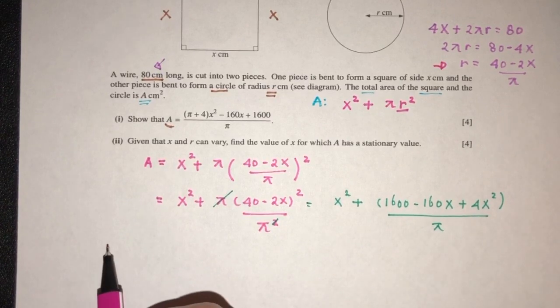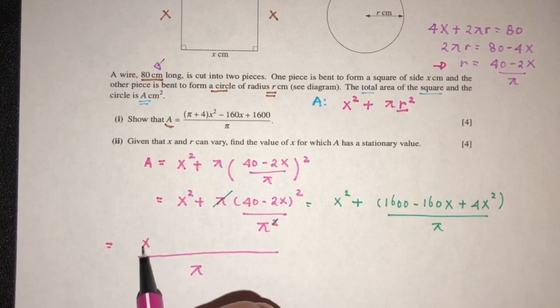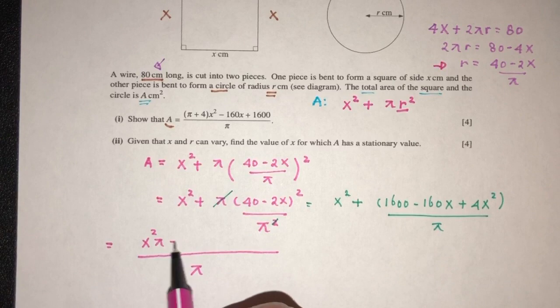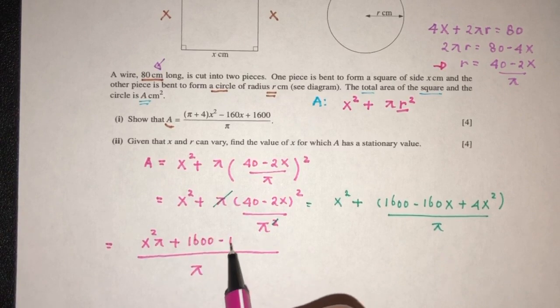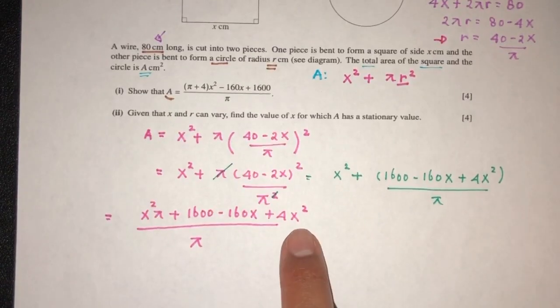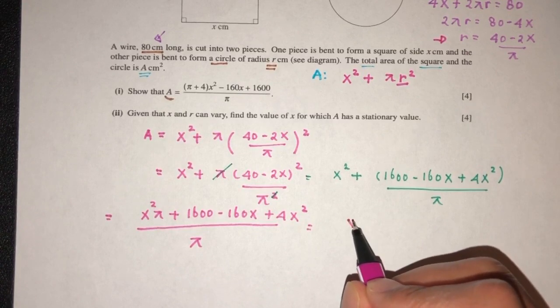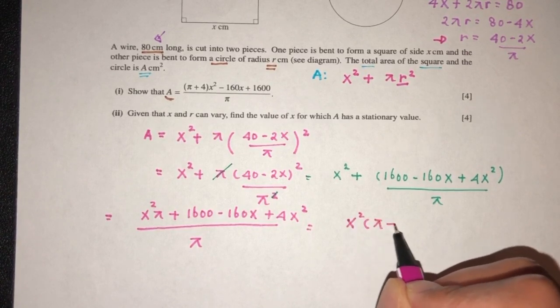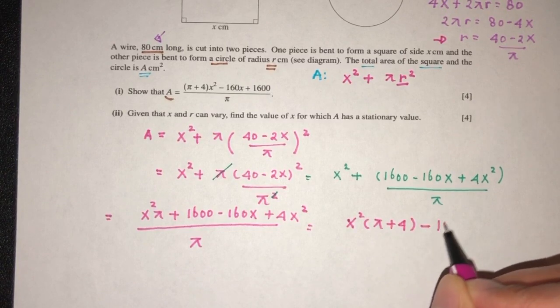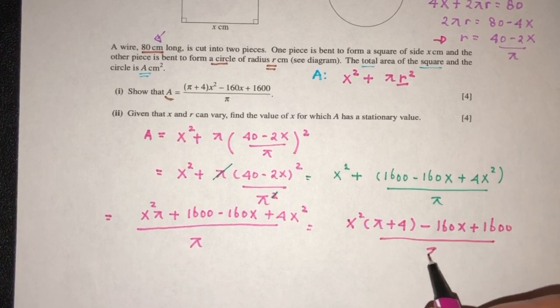Now we can simplify, obviously, make them have the same base. That will become pi over here, and here we can have x squared pi plus 1600 minus 160x plus 4x squared. Now we can see here we have x squared and x squared. We can combine them. That will become x squared factorize pi plus 4. And we have minus 160x plus 1600 over the value of pi.